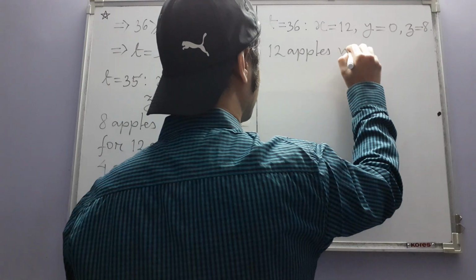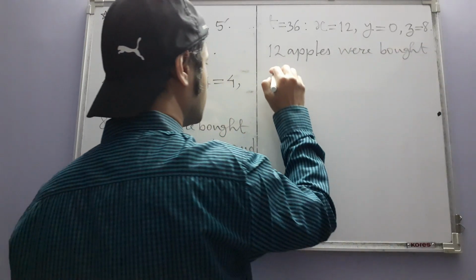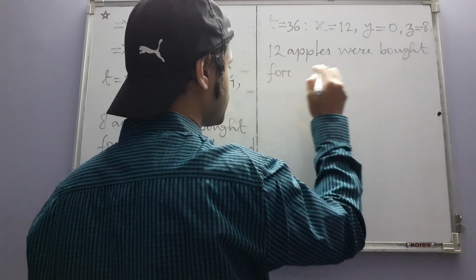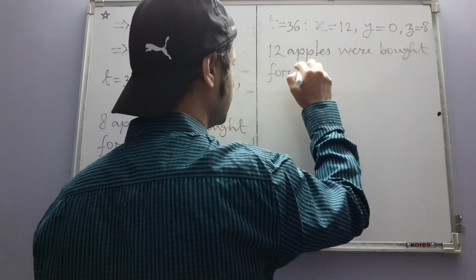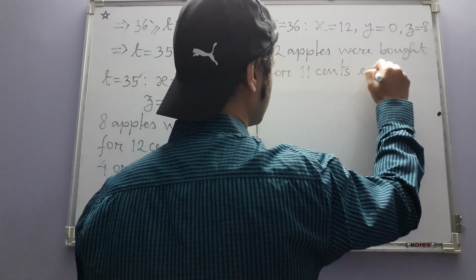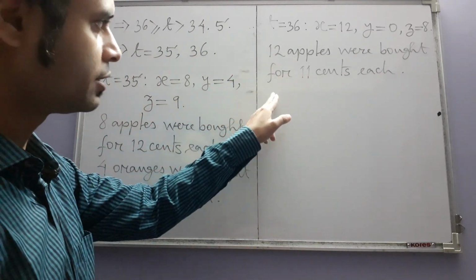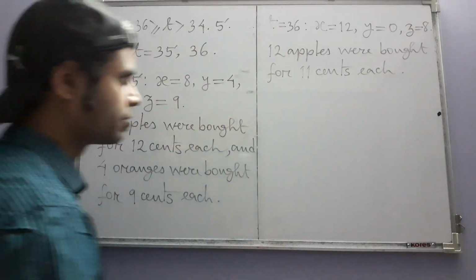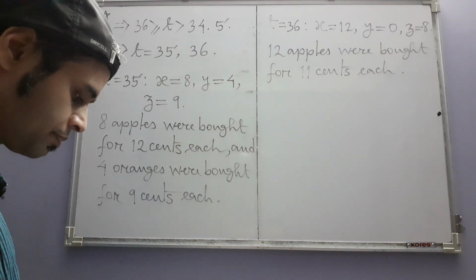"12 apples were bought for 8 plus 3, because we cannot take just simply z, but z plus 3, 11 cents each." And you can in fact see that 12 times 11 is 132 cents. So that is the total cost. So this way the problem is solved, and it has two possible solutions.